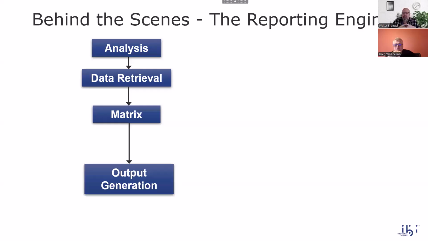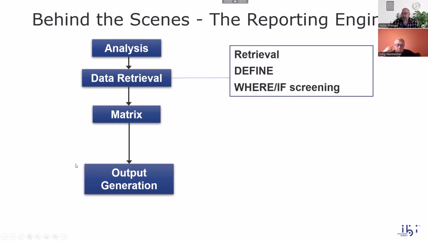So we basically break it out into the analysis phase, the data retrieval phase, the matrix, which for those of you who have used the product for a while is also known as FOCSORT, and then the output. During data retrieval, we retrieve the data, calculate defines, and do WHERE screening, because if we don't need the record, we might as well throw it out as soon as we can.